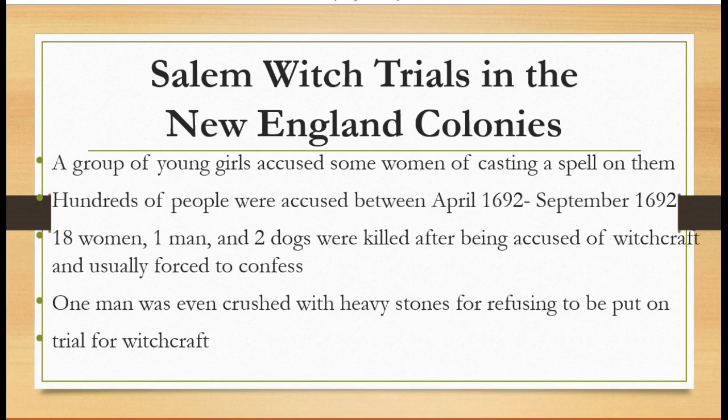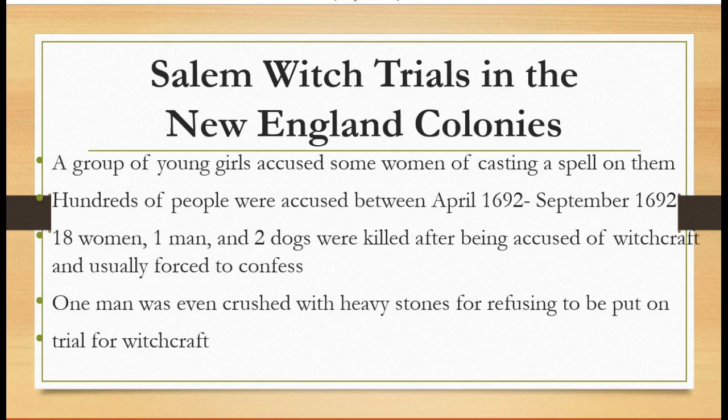The New England colonies are also famous because of the Salem witch trials. A group of young girls accused some women, including a slave, of casting a spell on them. Historians think that possibly what happened was that the slave girl told these young girls some very scary stories, and they may have had nightmares, and they ended up accusing a few women of witchcraft or of casting spells on them. Over the course of a few months in 1692, literally hundreds of people were accused of being witches or taking part in witchcraft.